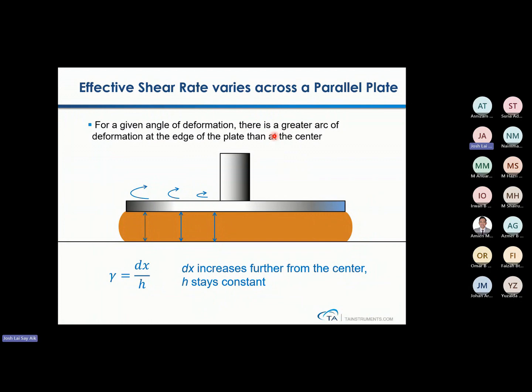So when you're using a parallel plate, it is important for you to trim the sample, but not over trim, because the majority of the sample thickness is going to be coming from this edge. Okay.